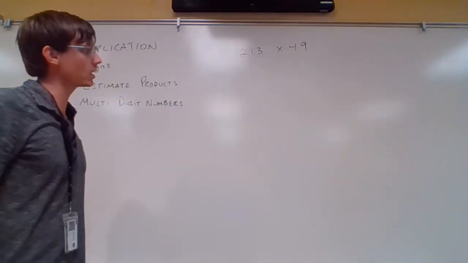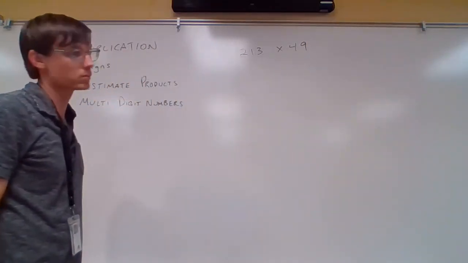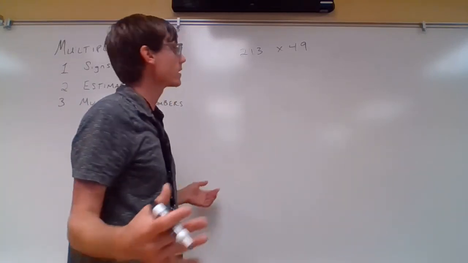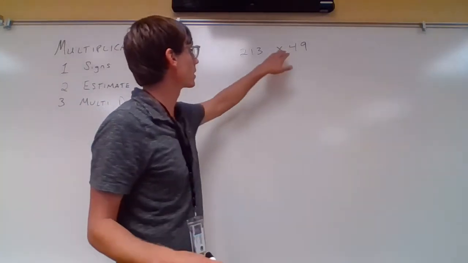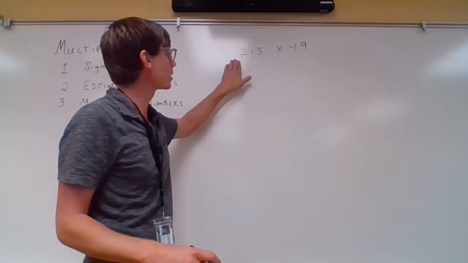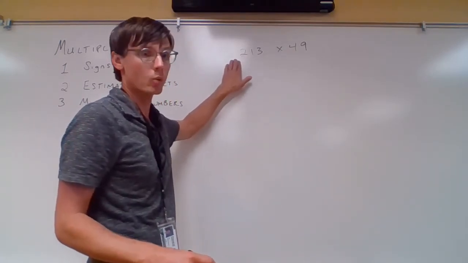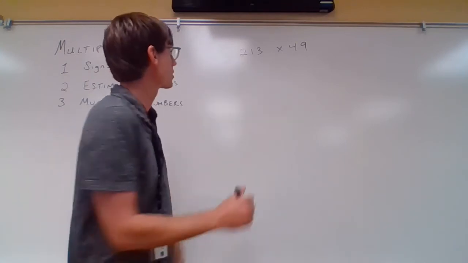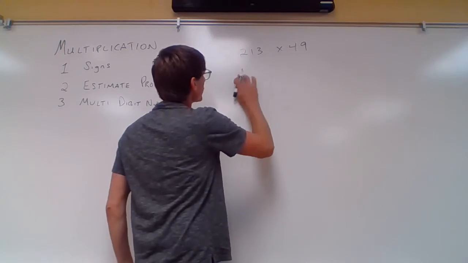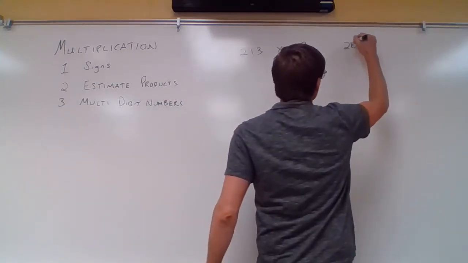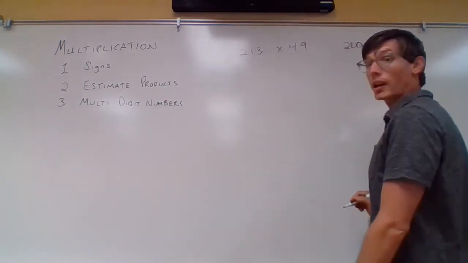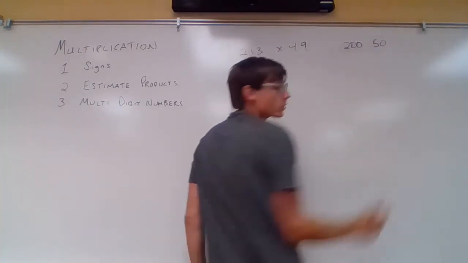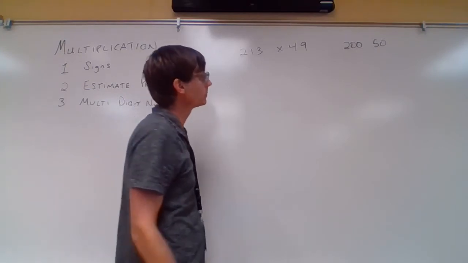Okay, so the same thing. We want to estimate first. So usually, again, when we're estimating, it's a very broad estimation. We'll just look at our largest number and round to the nearest place value. So in this case, the 2, we're going to round to the nearest hundred. So it's going to be 200. And 49 becomes about 50. So really, it's kind of like 200 times 50.